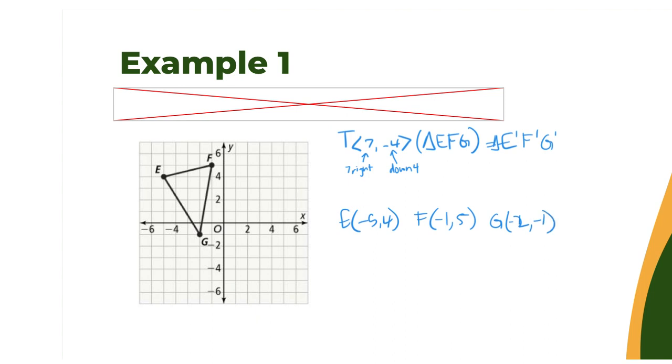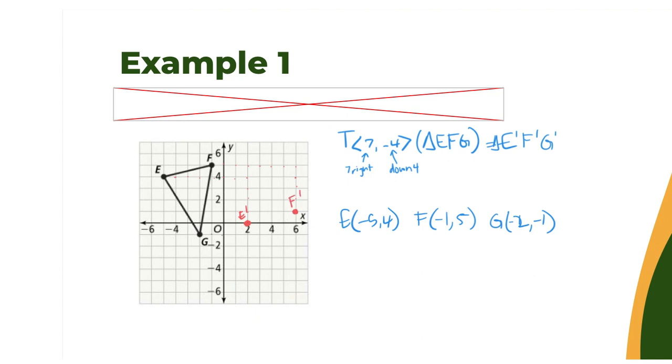Okay, so those are the 3 points, and I'm going to move them according to this rule. Probably the easiest way, if you're given a graph, is just to count. So 1, 2, 3, 4, 5, 6, 7, and down 1, 2, 3, 4. So here's my new image of E. 1, 2, 3, 4, 5, 6, 7, 1, 2, 3, 4. Here's my image of F.